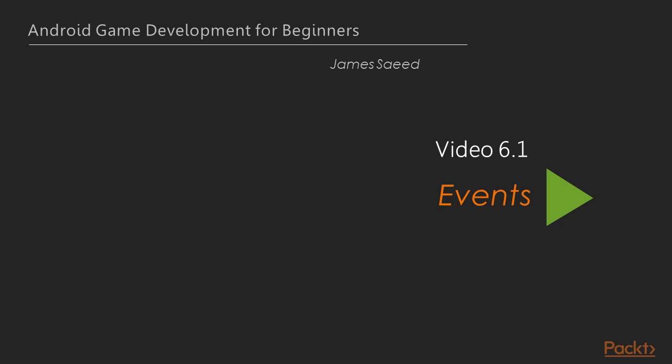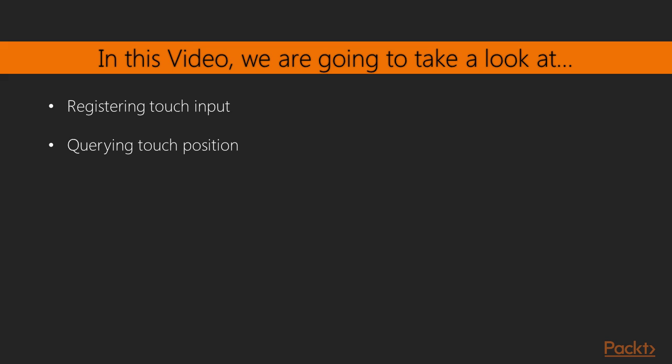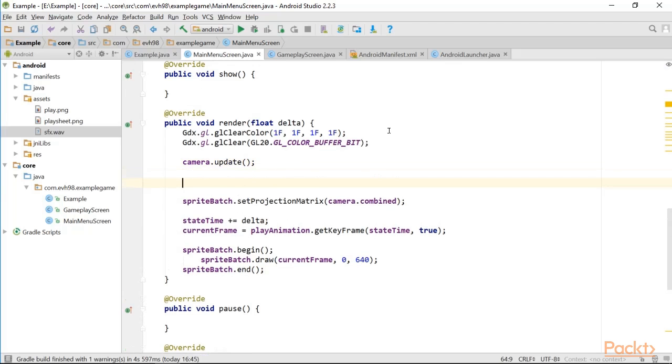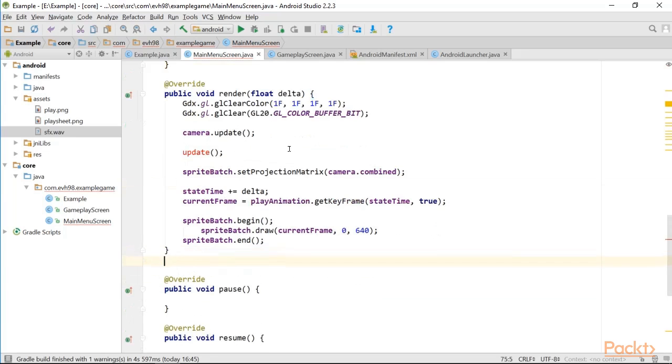We're going to register touch events with our LibGDX game. In this video we're going to look at registering touch input, whether or not a touch has been registered, and querying the position of a touch. So in our main menu screen we're going to create a local update method. Like we did with the gameplay screen, all of our update is separate from this render class.